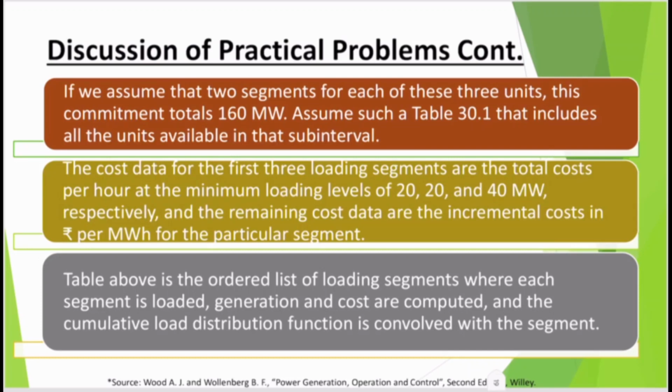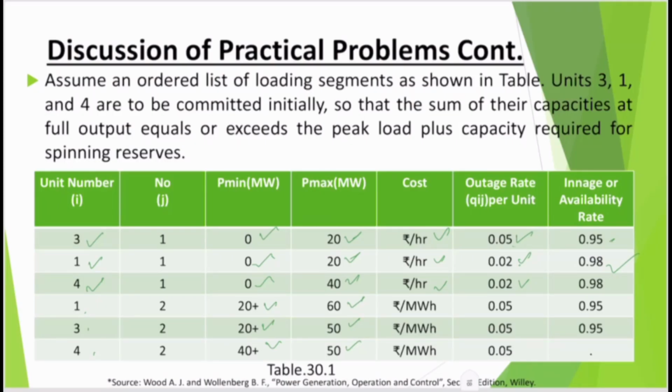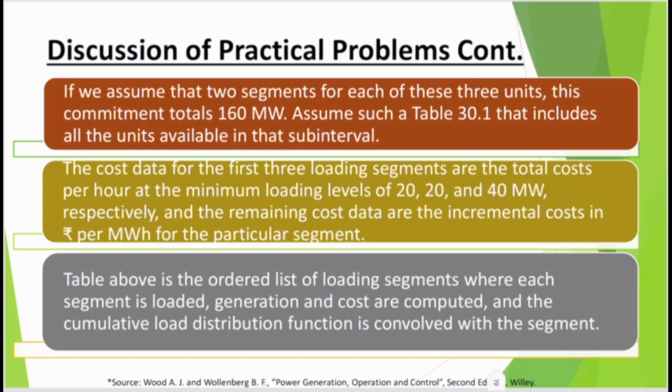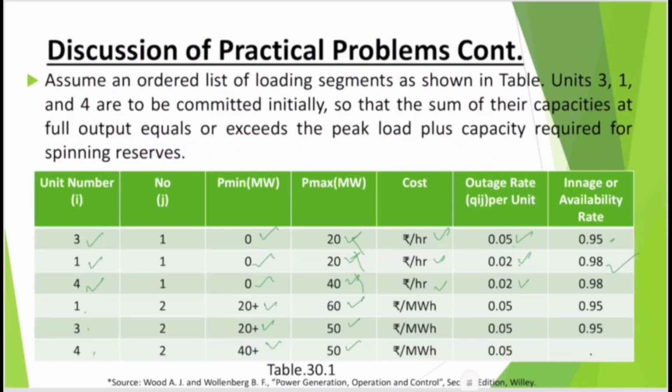Now assume such a table 30.1 that includes all the units available in that subinterval. The cost data for the first 3 loading segments are the total cost per hour at a minimum loading level of 20 plus 20 plus 40. So the first 3 units for the first interval have been assigned 20, 20, 40 megawatt, respectively, and the remaining cost data are the incremental cost in rupees per megawatt hour for the particular segment. So the first are the unit cost characteristics, and the last 3 are the incremental cost characteristics.